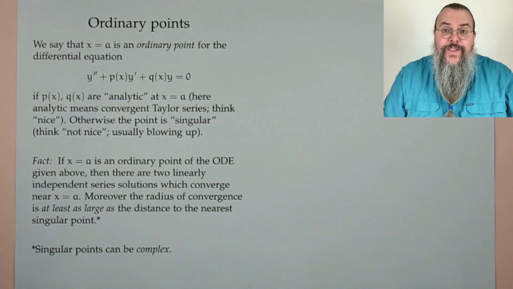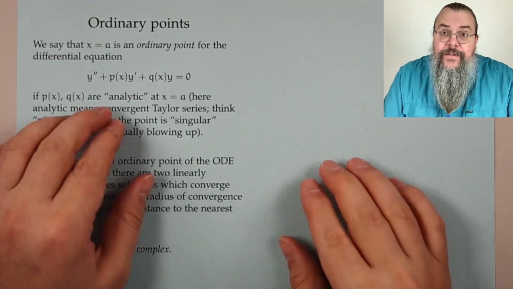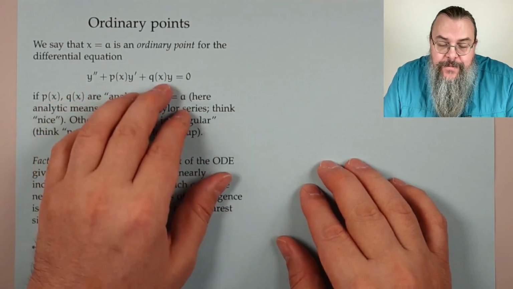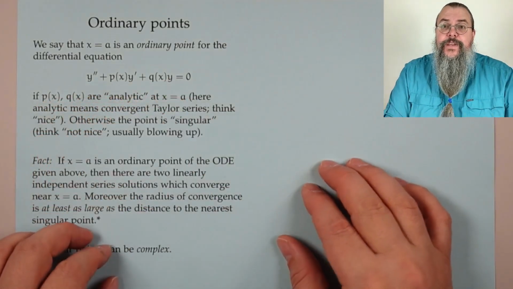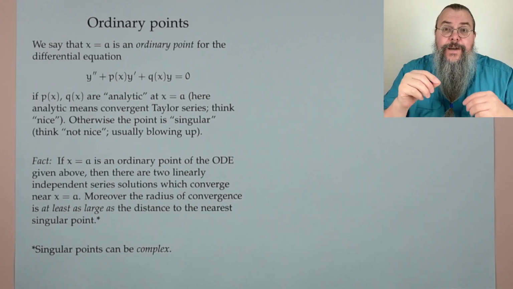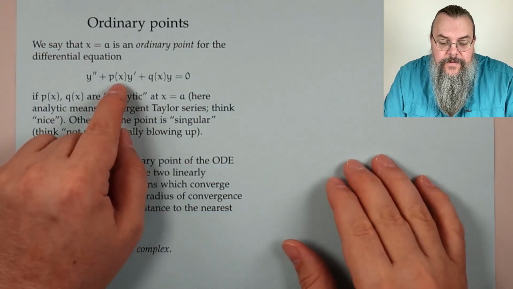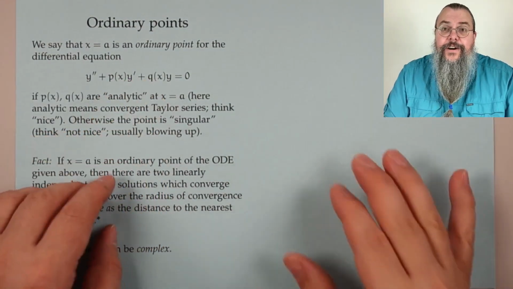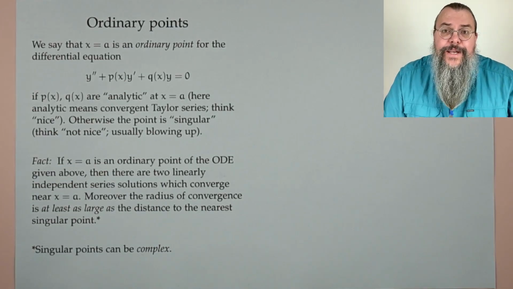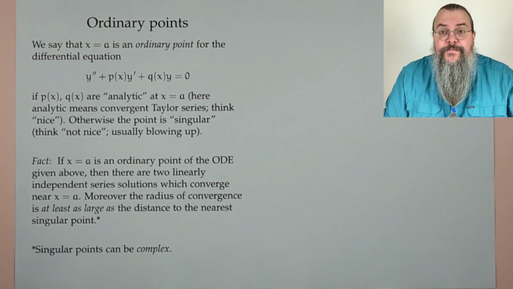Now you should basically think of ordinary points as nice. So suppose you have a differential equation, y'' + p(x)y' + q(x)y = 0. So this is our second order, it's linear, and we say, all right, a point is ordinary if these functions are analytic. Now that's a very technical sounding term. It basically means they're nice functions. You can take lots of derivatives.